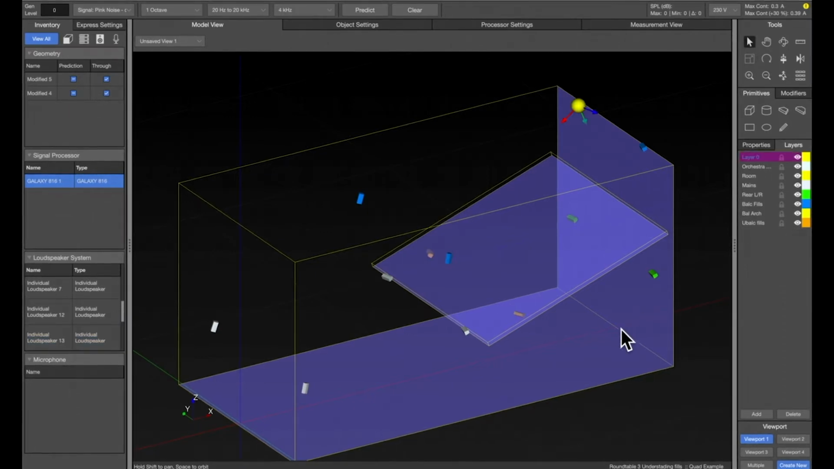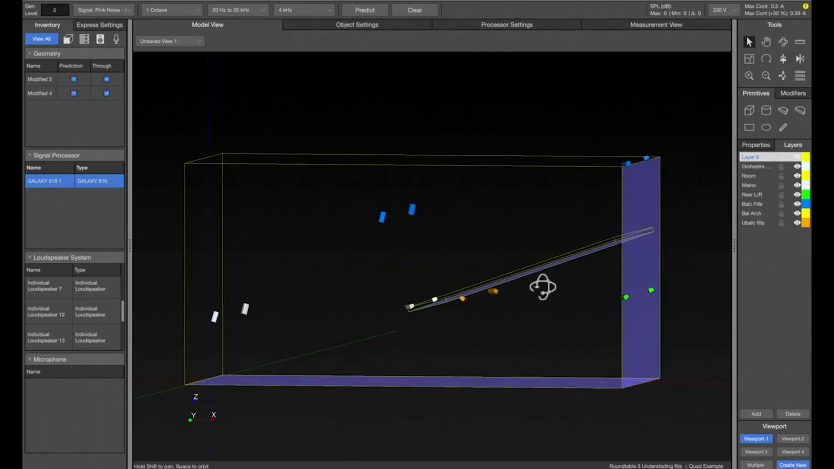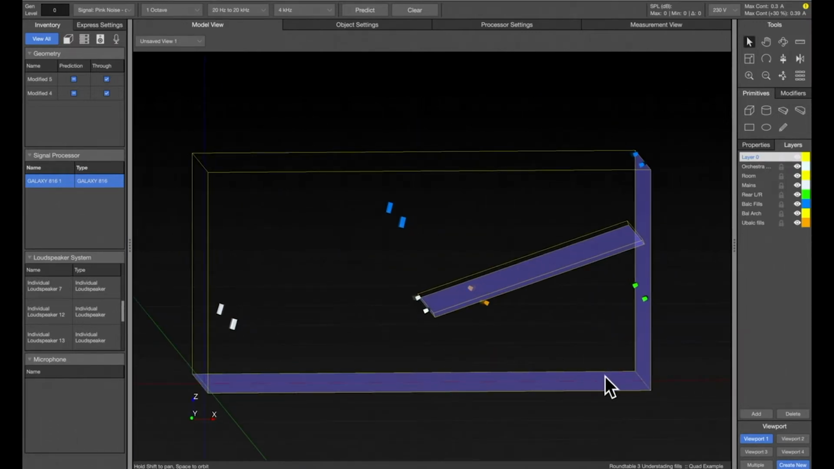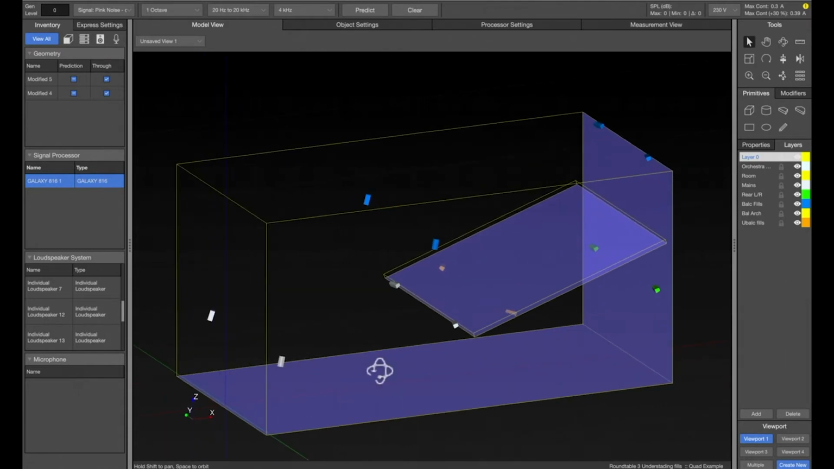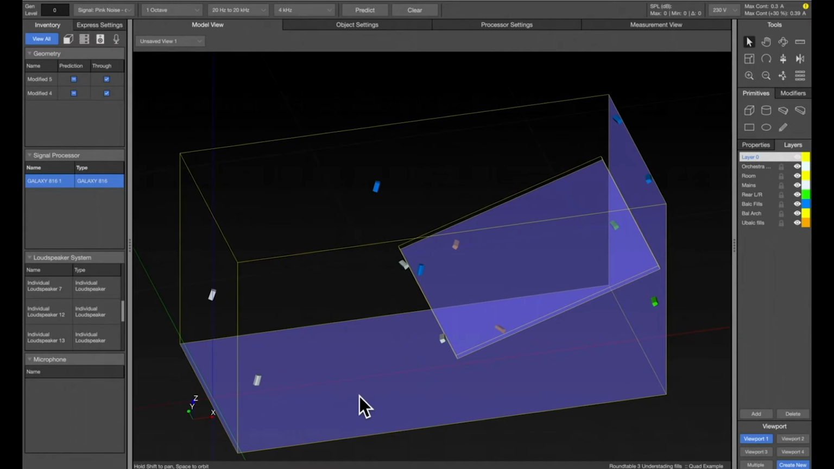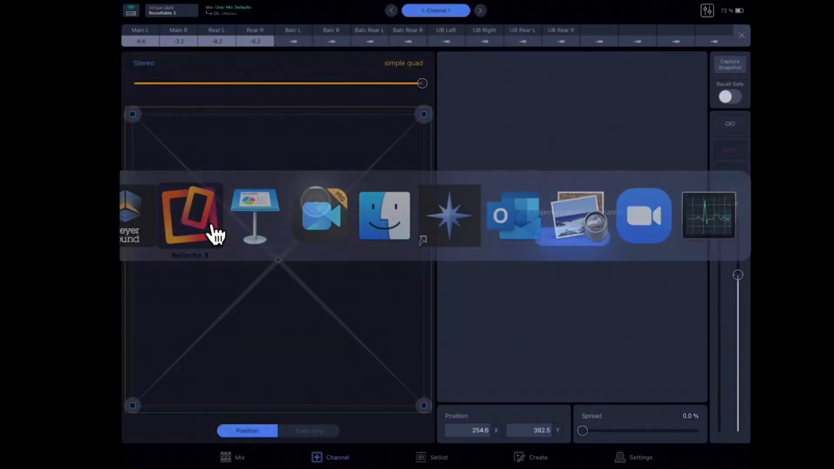And then because this balcony is so steep, my mains can't reach all the way over here. So I need a couple under balcony fills for my main left and right. So now, in order to maintain that quad panner that I built, I need to connect some more speakers. And there's a couple ways to do that.